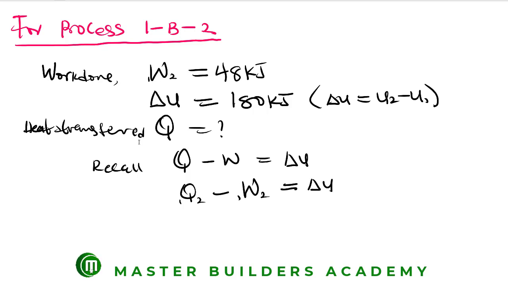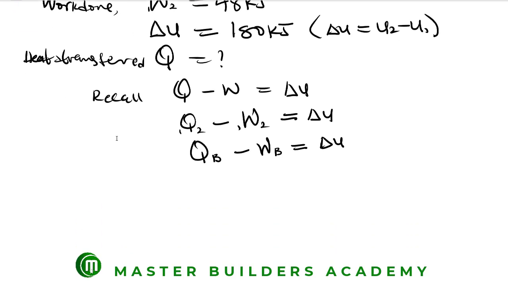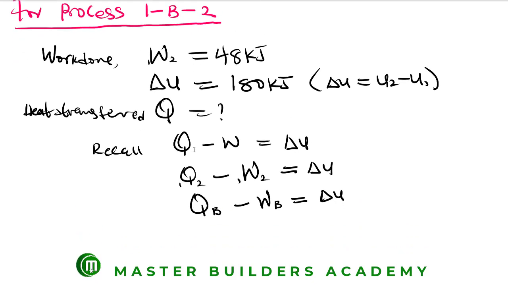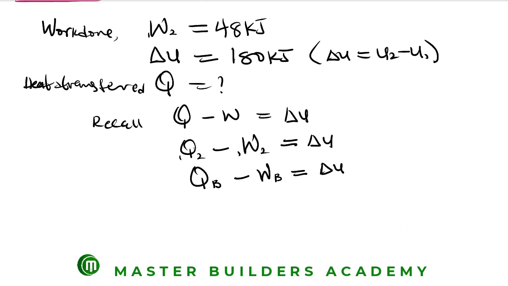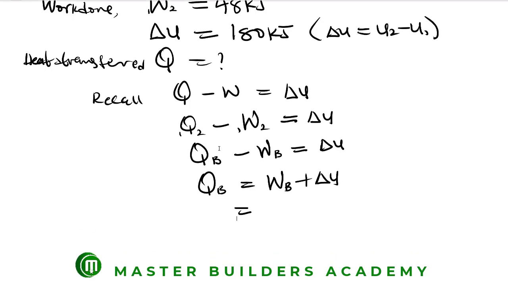And this work done here is already given, right? So we can call this QB, right? Another way we can put this, then, is QB minus WB is equal to the change in internal energy. What are we looking for? In this case, what is missing here is QB. So we just find QB by making it the subject of the formula. We have QB is equal to WB plus change in internal energy. As we take the work done to the right hand side, it automatically becomes plus.